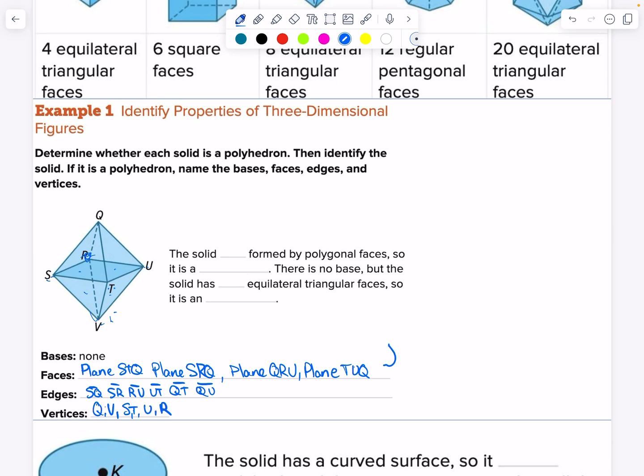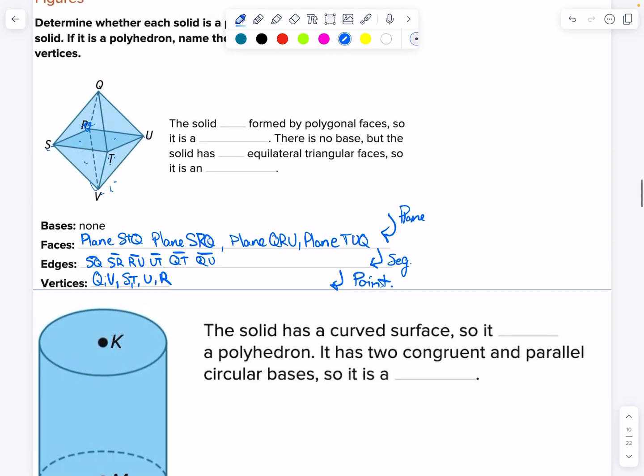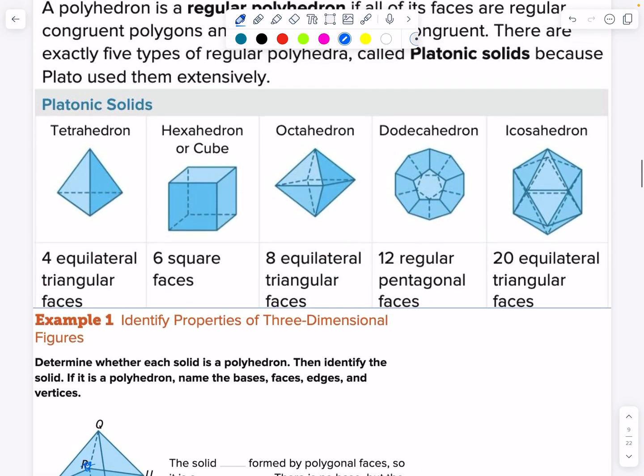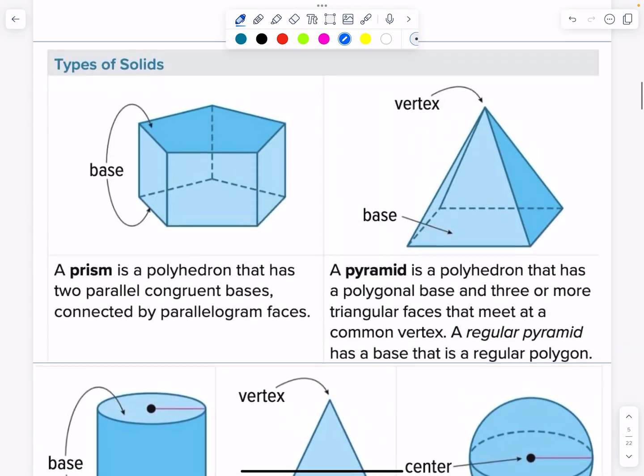Note here, though, the notation of plane, notation of segment, notation of point. The faces are planes, edges are segments, vertices are points. You have to have the correct notation. Again, this is not a regular polyhedron, so technically it's not one of our normal platonic solids, but it is still considered a shape.